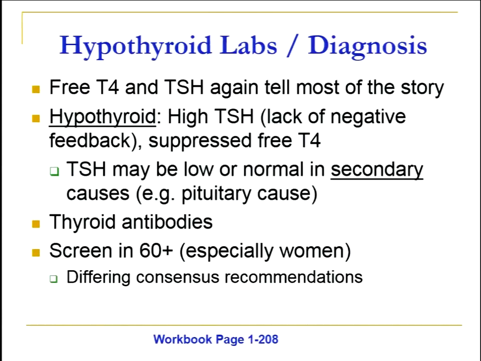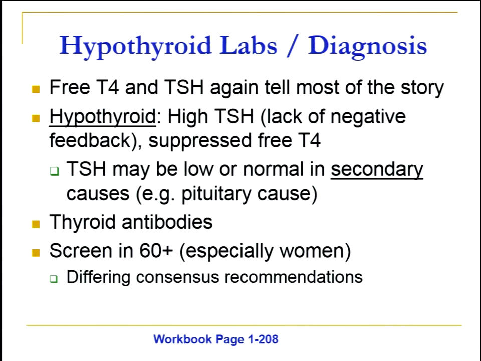Just like in hyperthyroidism, the TSH level and the free T4 tell a whole lot of the story. Usually the TSH is going to be high because you lack that negative feedback mechanism. There's not enough T3 or T4 to shut the pituitary down, so the TSH level continues to increase even though it's fairly ineffective. And you see suppressed free T4 levels.